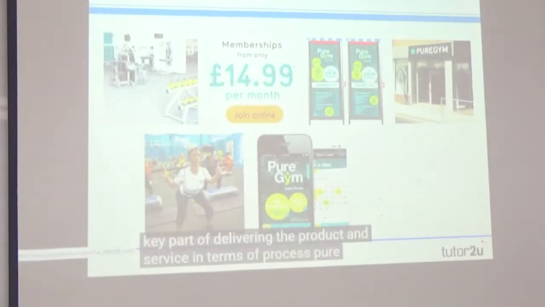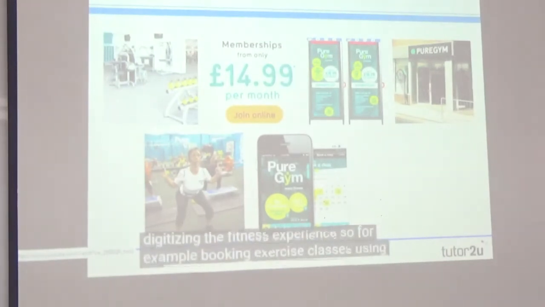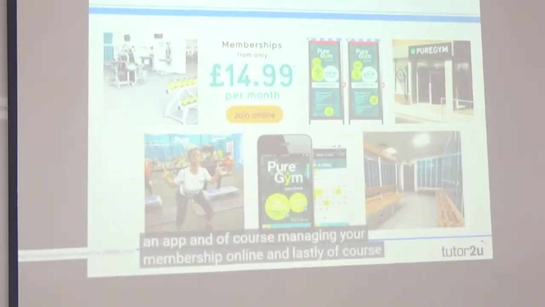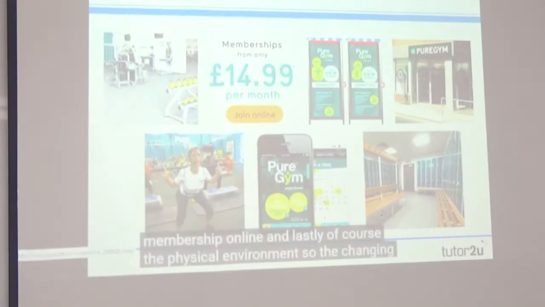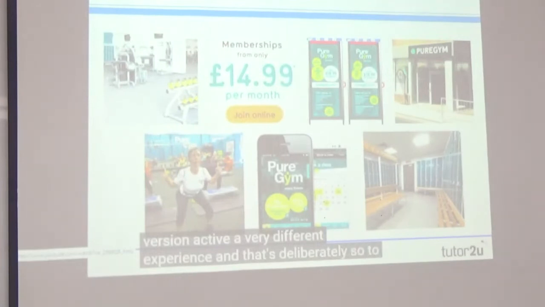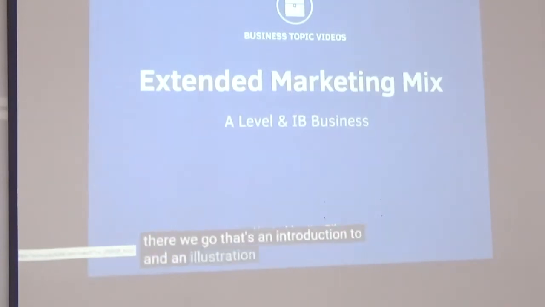In terms of process, Pure Gym has been a leader and innovator in terms of digitizing the fitness experience. So, for example, booking exercise classes using an app, and of course managing your membership online. And lastly, of course, the physical environment. So the changing rooms in a Pure Gym are pretty clean, very clean and modern, but they're very different from what you might find in an upmarket or luxury gym like Virgin Active. Very different experience, and that's deliberately so to help shape the physical environment. So there we go, that's an introduction to and an illustration of what we mean by the extended marketing mix.